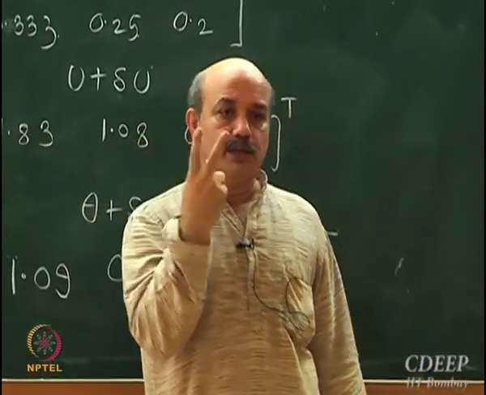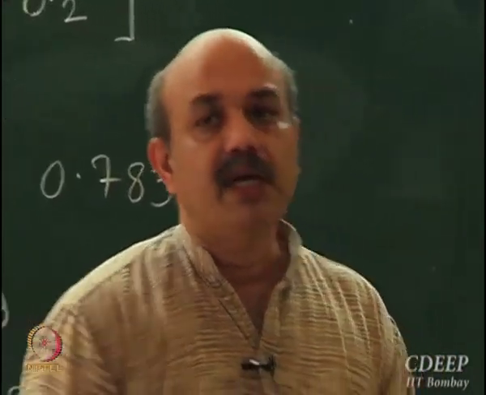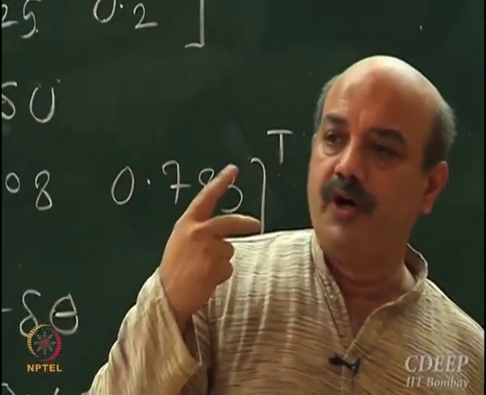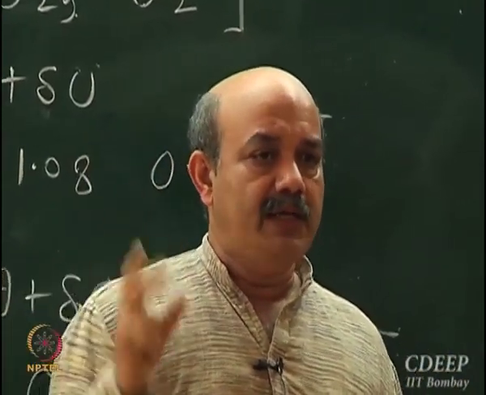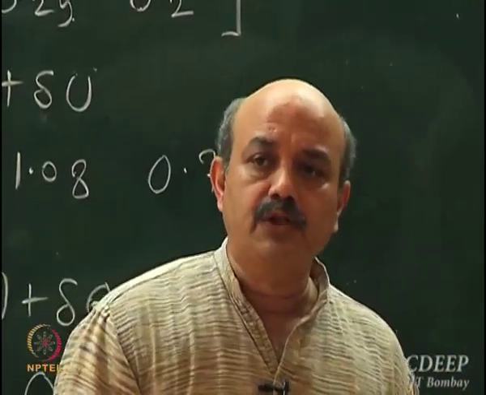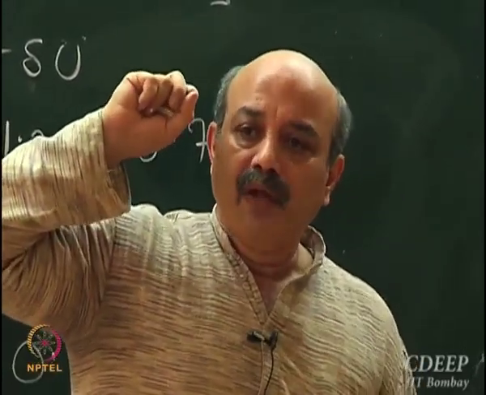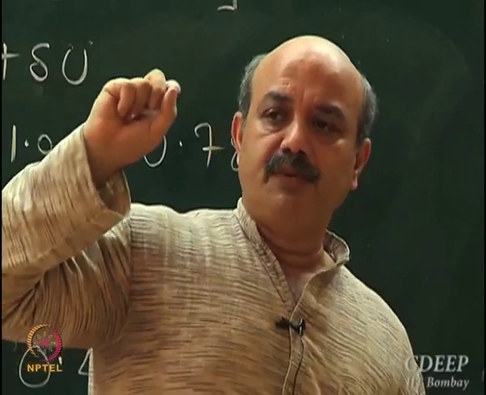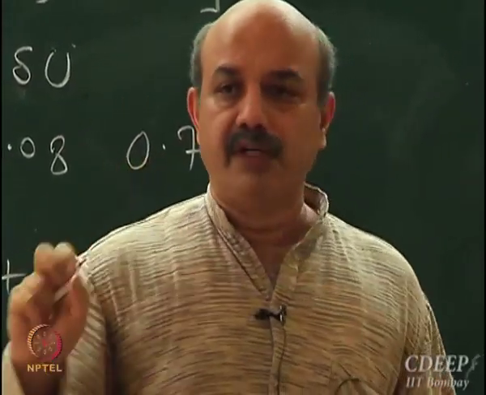Condition number, if you take it in terms of the two norm, is the ratio of the singular values of the matrix: largest singular value by smallest singular value. Find eigenvalues of A transpose A, take the ratio of the maximum eigenvalue of A transpose A by the minimum eigenvalue of A transpose A, and find the square root. That's what matters.